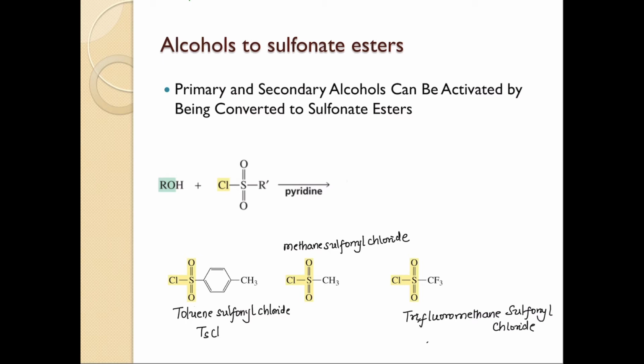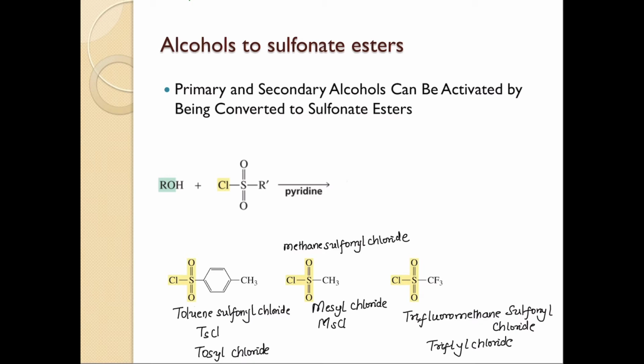Or you can also call this triflyl chloride. This is called tosyl chloride. And this is called mesyl chloride, and it's abbreviated as MsCl. With each one of these, the sulfonate ester is formed.